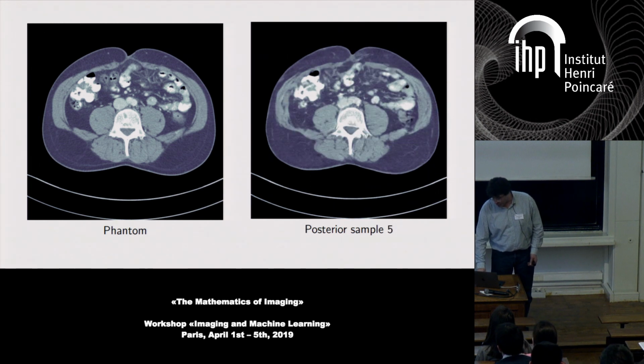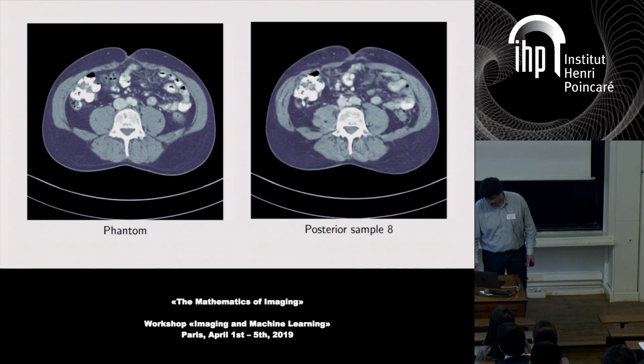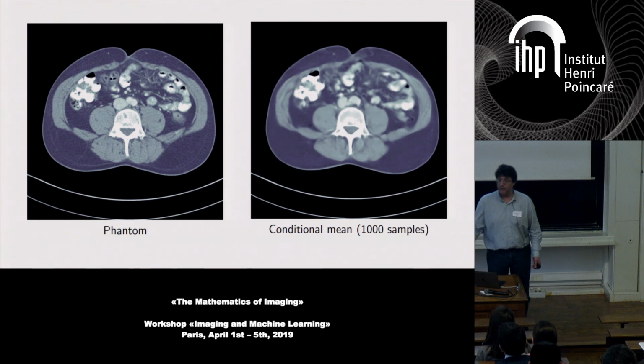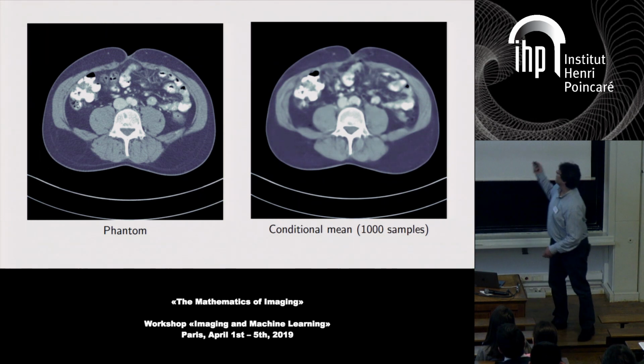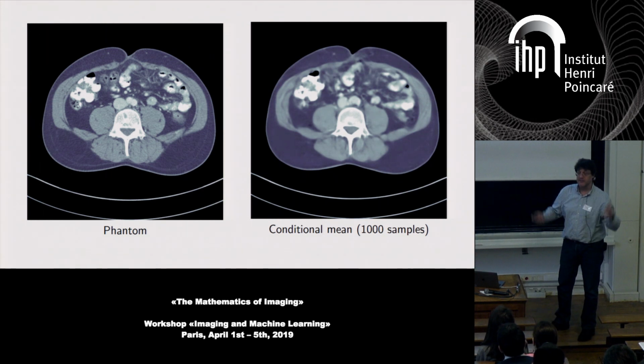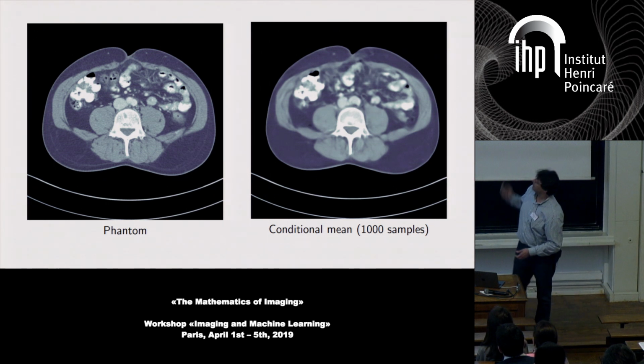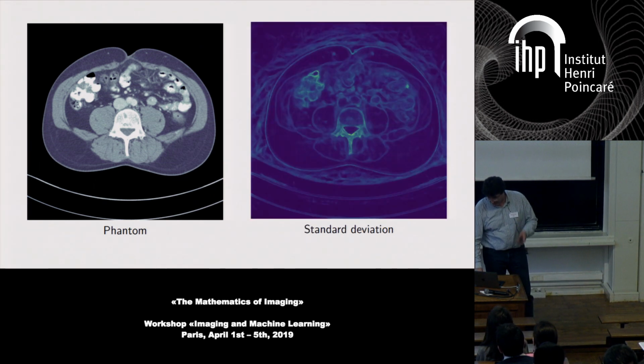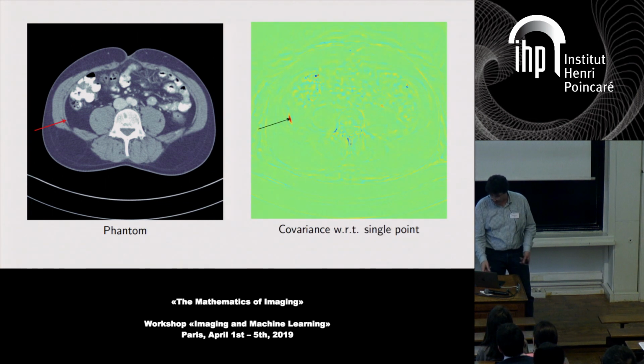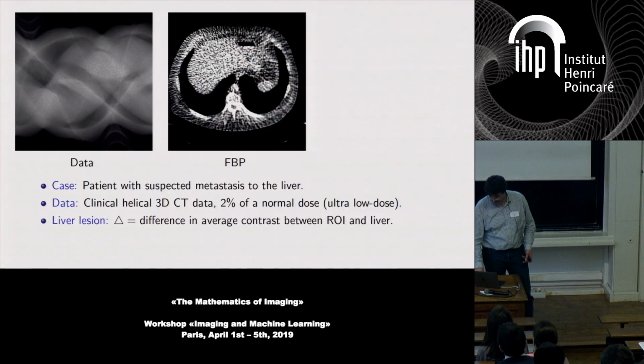But of course, if you can draw these samples fast enough, then you can maybe compute some kind of a mean from them. So this is computed from 1,000 means, just pointwise, right? You get something like that. Or you could compute the pointwise standard deviation. So you could do things like, if you want to do a covariance type of thing, and so on.